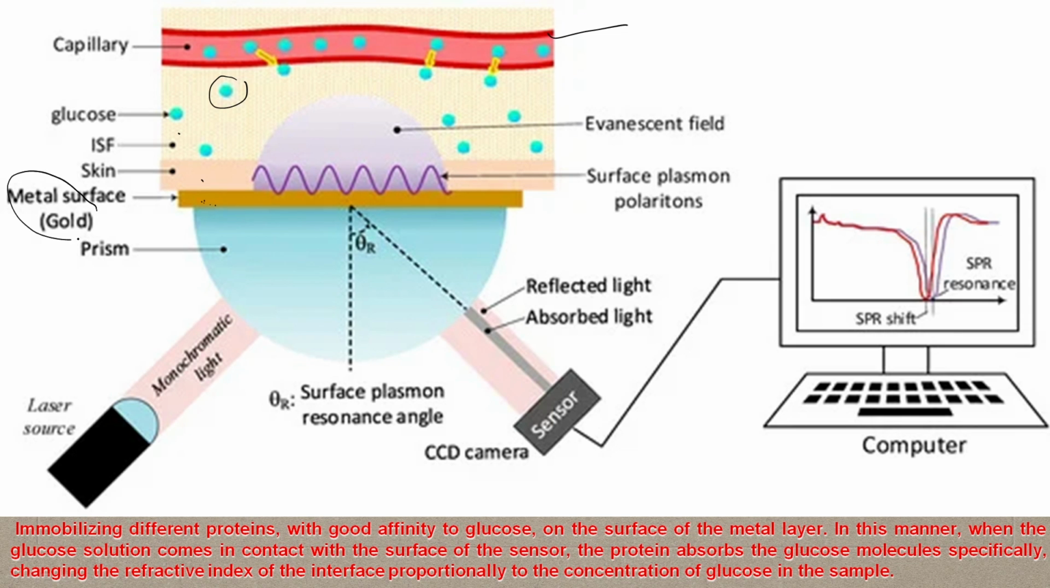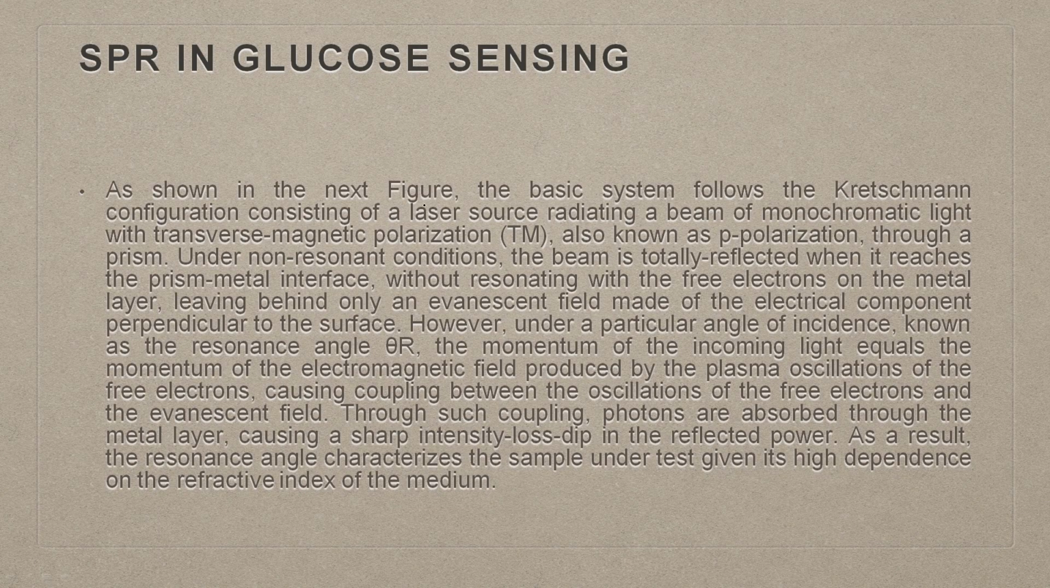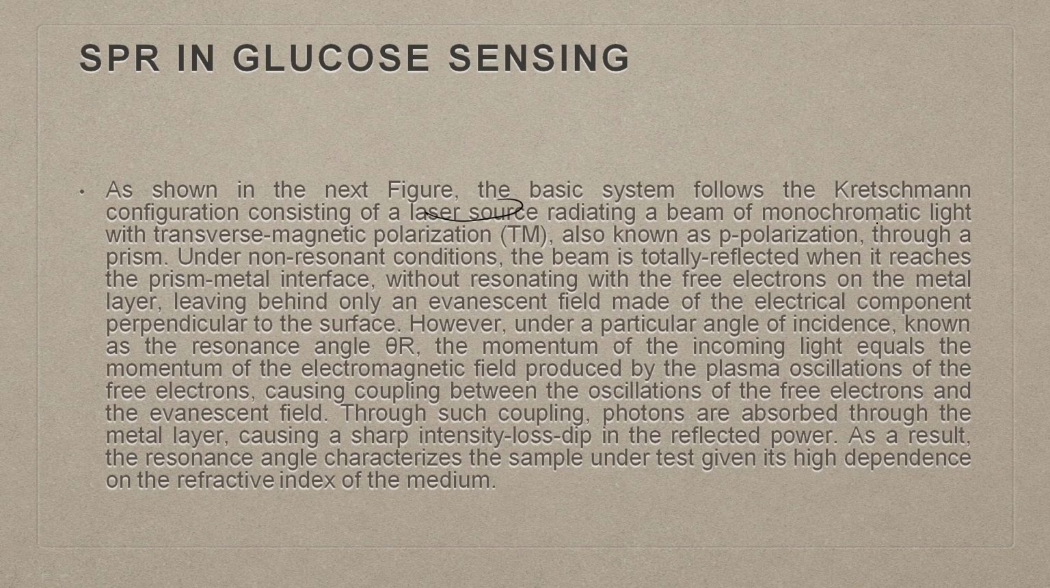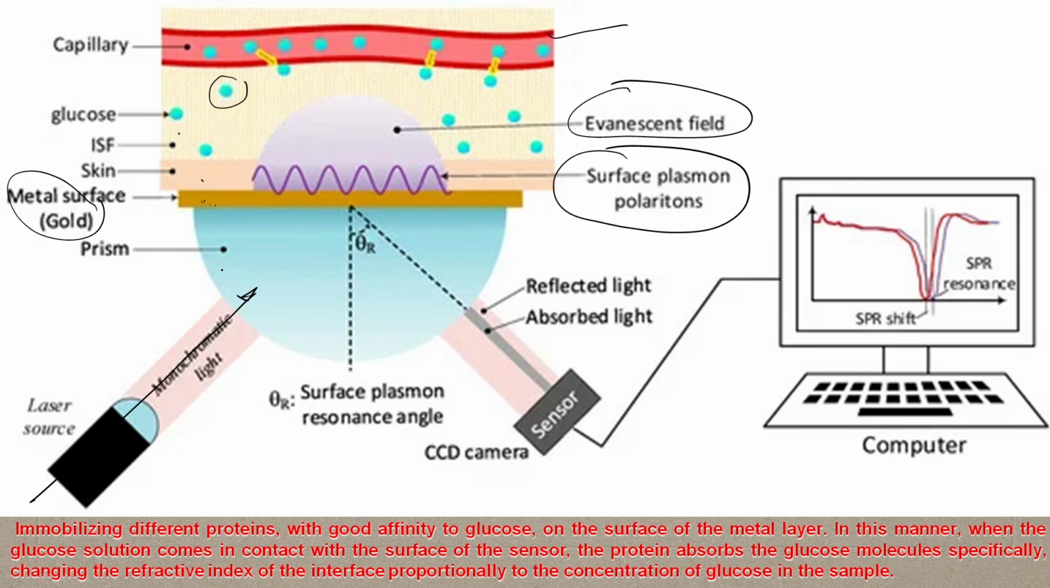Now, this is made of gold, and there is a prism which is for the detection, and this is the evanescent field. We have already discussed it, and this is the surface plasmon polaritons. Now, how this is working is as shown in the figure. The basic system follows the Kretschmann configuration, which you have already discussed, consisting of a laser source. Here you have the laser source falling on the surface, radiating a beam of monochromatic light with transverse magnetic field, also known as P polarization, through a prism. So, this monochromatic light is falling on the surface.